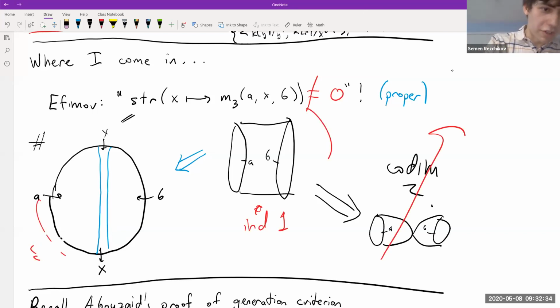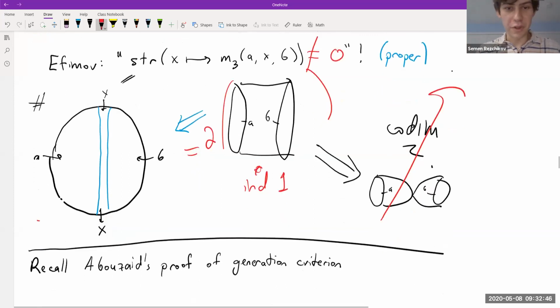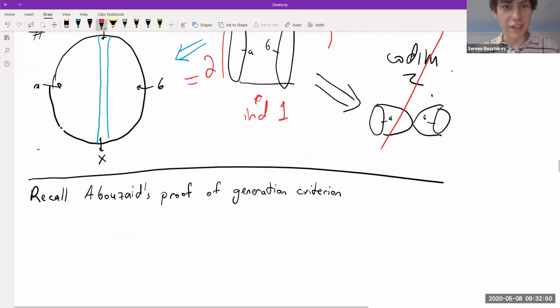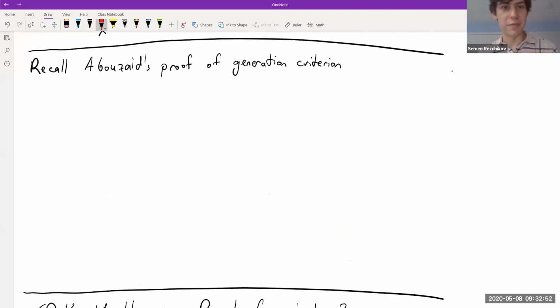And so that tells you that this moduli space defining the supertrace is the boundary of another moduli space. Let me write that more coherently. This moduli space is the boundary of this moduli space, and so this count is zero. So for Fukaya categories, this crucial thing that Efimov had identified can never happen. Okay, so this moduli space should remind you of another famous moduli space, which is the one that pops up in Abouzaid's proof of the generation criterion.